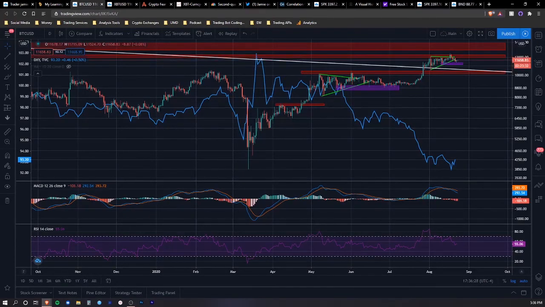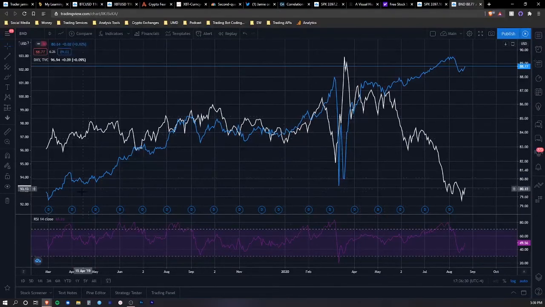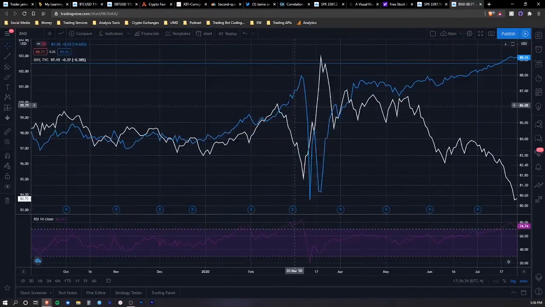So yeah, you also see the same thing in bonds too. Blue is bonds and white is dollar, just for reference. You see the same thing in bonds. Bonds start to drop a bit and the dollar drops with it. And all of a sudden, once it actually drops hard, the dollar skyrockets in value.